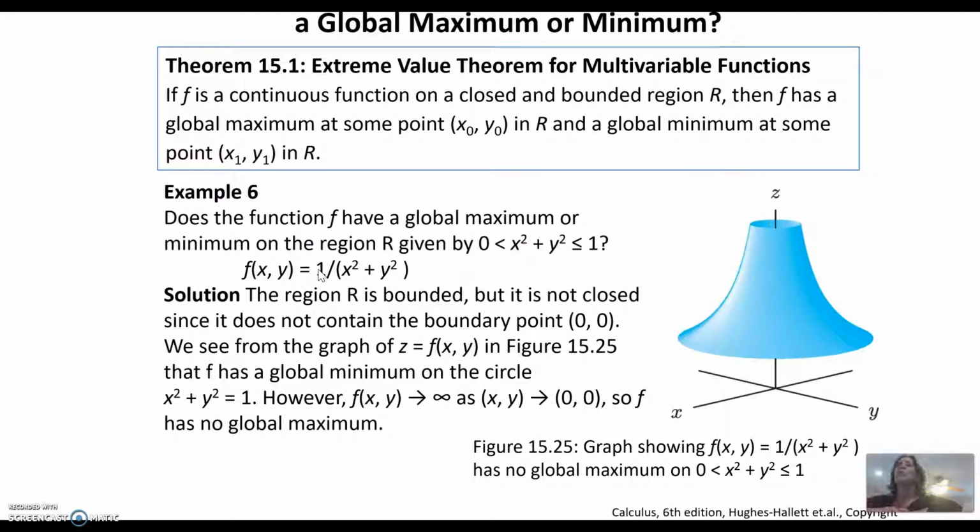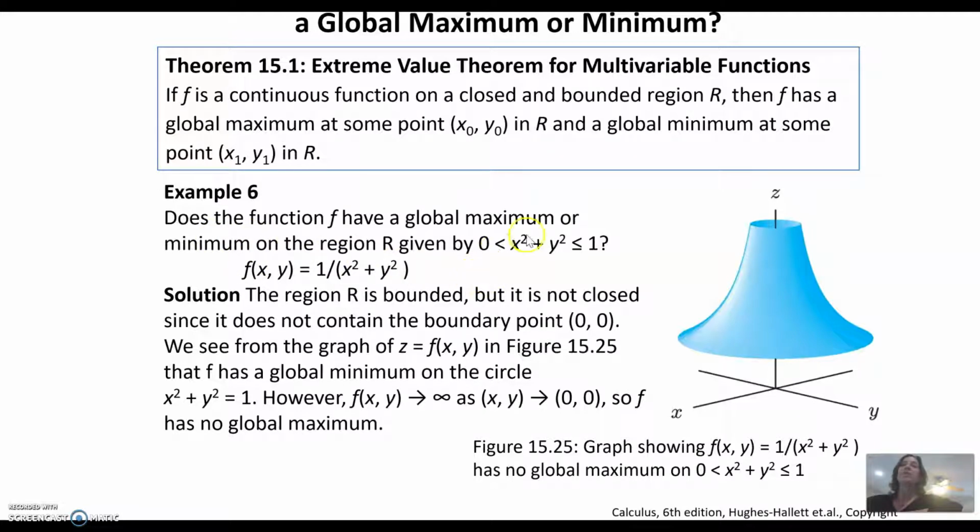So here's an example in the statement of the actual theorem, very similar to Calc 1. If a function is continuous on a closed and bounded region, this is important, the region has to be closed, then f has to have a global maximum and a global minimum at some point in that region. So here we have this one. This is sort of our counterexample to show why closed is important.